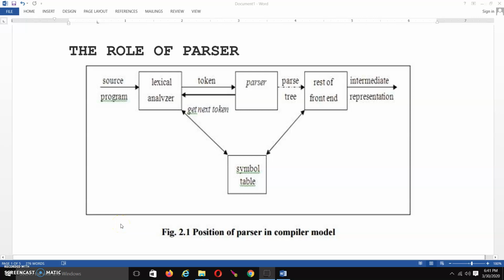Hi friends, today you will learn the role of the parser. Generally, the parser is the second phase of the compilation process. Another name for the parser is syntax analysis. The first phase of the compilation is called lexical analysis.